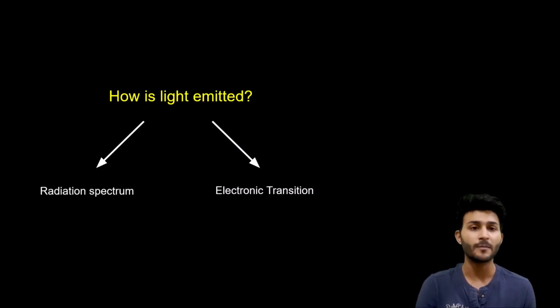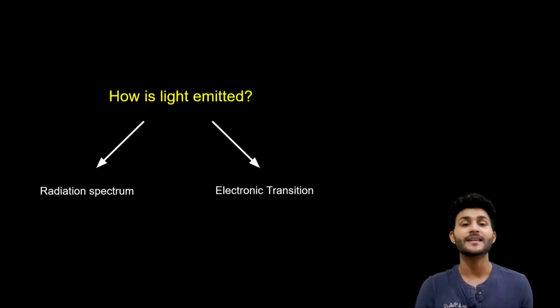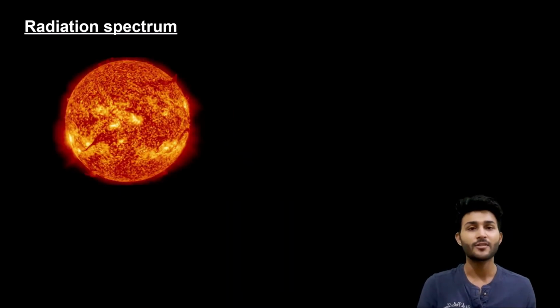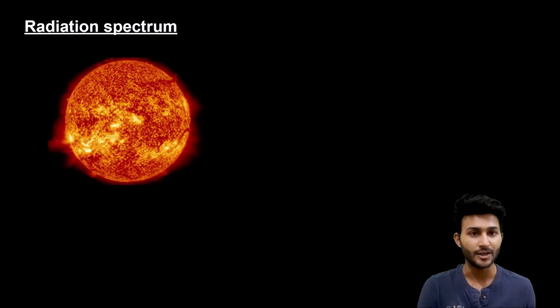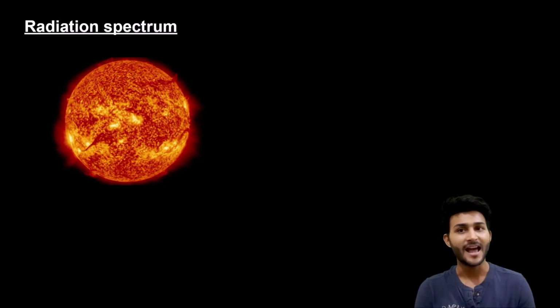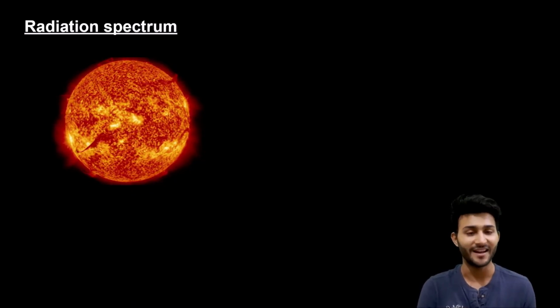There are two phenomena underlying this. First is the radiation spectrum, and second is electronic transition. Let us first see what the radiation spectrum is. Any body which is at some finite temperature, and that temperature doesn't have to be very high. It could be any temperature above 0 Kelvin. So things as cool as ice or even colder can actually radiate light.